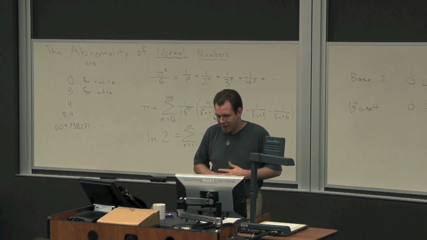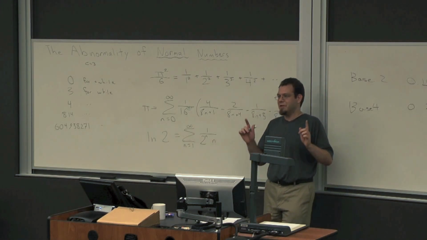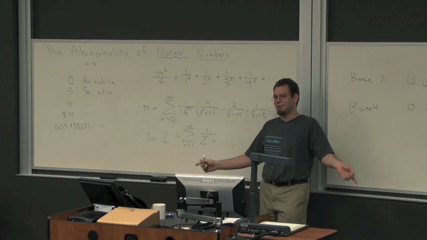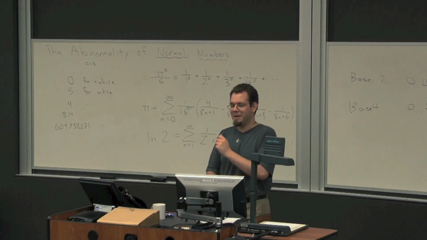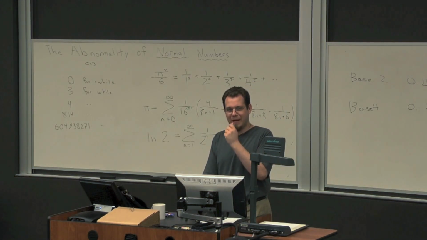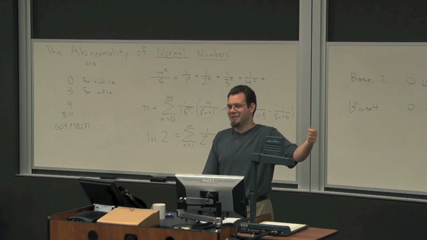So one other wacky example I can toss out on the board real quick. I've talked a lot about proving something is normal. What if you want to go the other way? What if you want to show that a number is not normal? In particular, what if you want to show a number is not normal to lots and lots of bases? Because this is problematic.